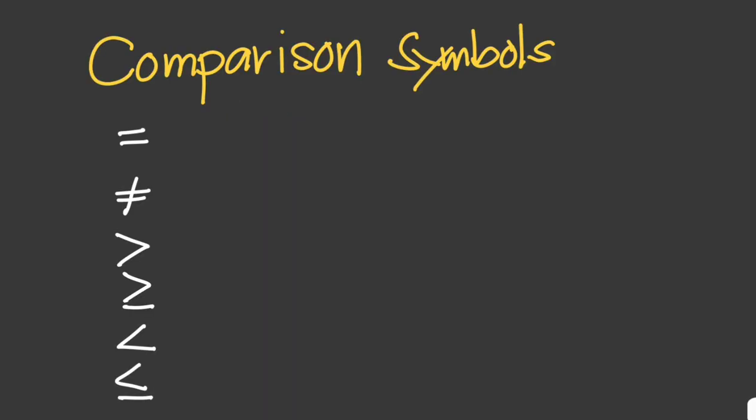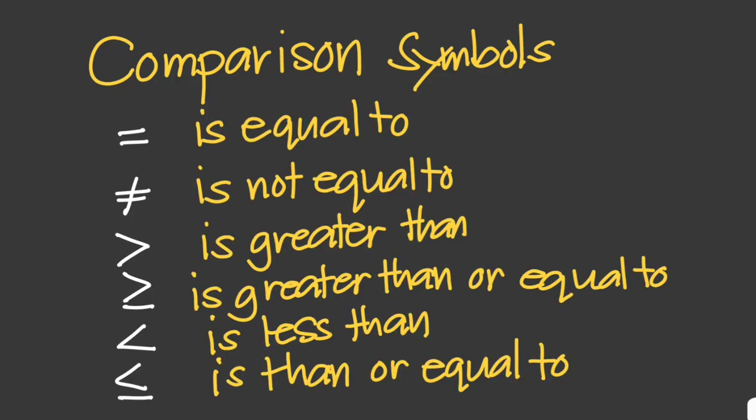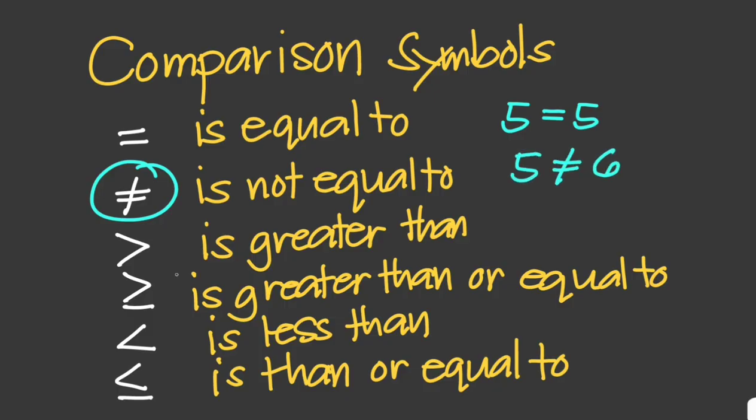Now let's go to comparison symbols. These are the symbols. The first one means equal to. Say, for example, 5 is equal to 5. So the number on the left is equal to the number on the right. The next symbol means is not equal to. Say, for example, 5 is not equal to 6. Then the next one is greater than. So for example, 5 is greater than 4.